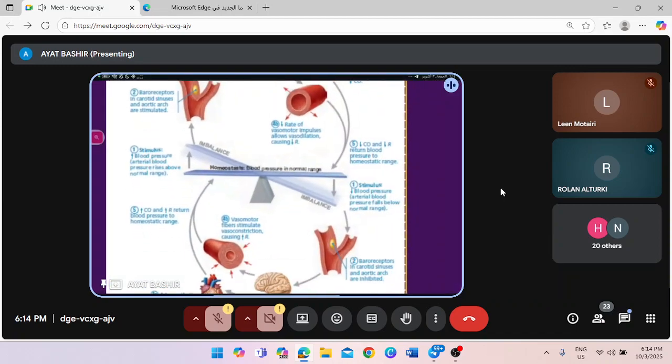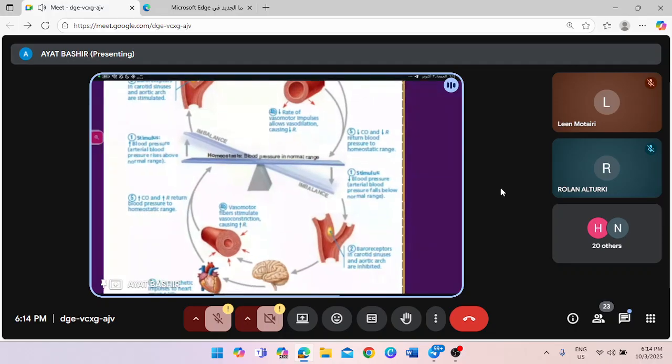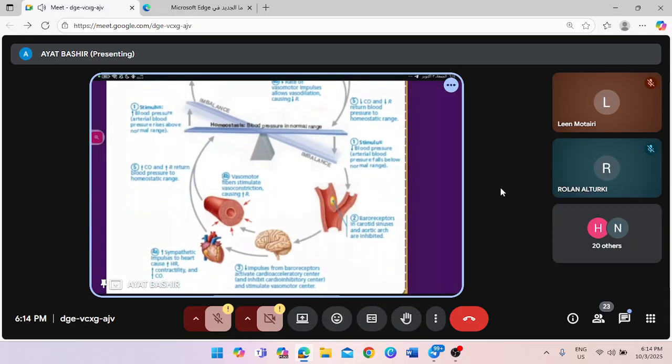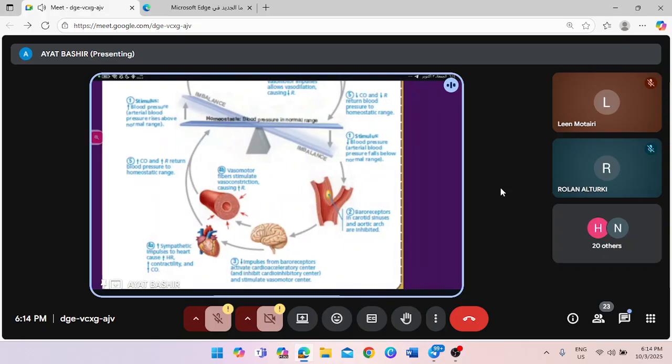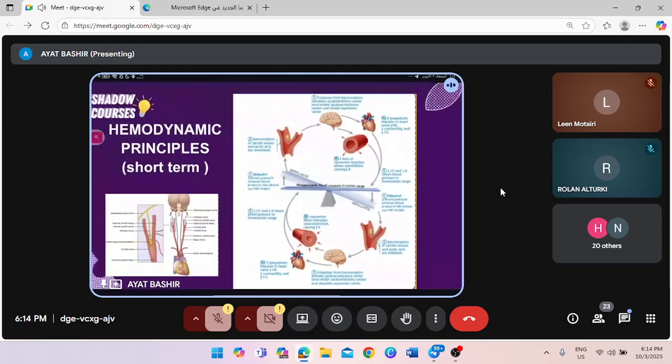And what happens when we have decreased blood pressure? The opposite will happen. The baroreceptors in the carotid sinus and aortic arch will be inhibited, and this will lead to activation of the cardio-acceleratory center and inhibition of the cardio-inhibitory center. This will lead to stimulation, so there is an increase in sympathetic impulses and an increase in heart rate. So we will have high blood pressure because we started with low blood pressure. Okay, get it?